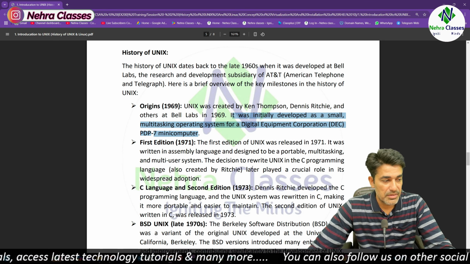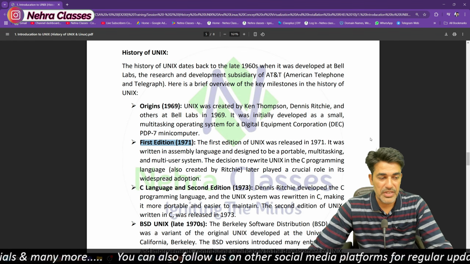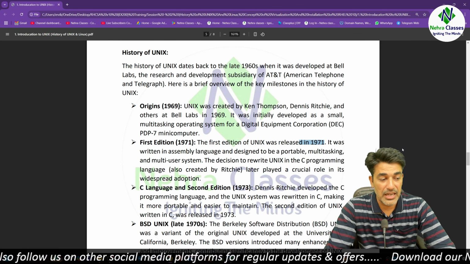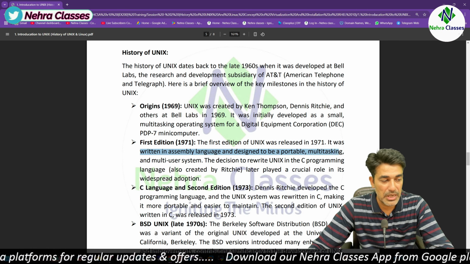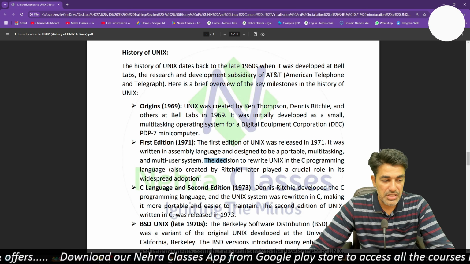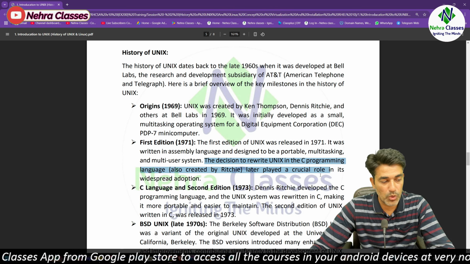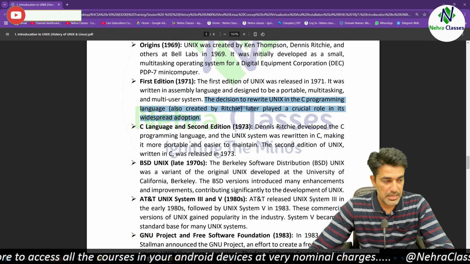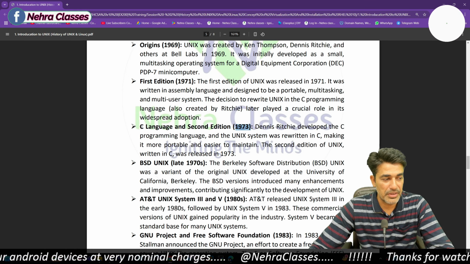The first edition of Unix was released in 1971. It was written in assembly language and designed to be a portable, multitasking, and multi-user operating system. The decision to rewrite Unix in the C programming language later played a crucial role in its widespread adoption. So in 1973, the second edition was developed in C language.